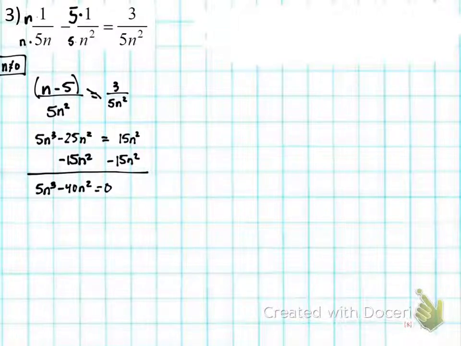Okay, turn to your neighbor. Tell them what you could factor out of this binomial here. Okay, what can I factor out, everyone? Good, 5n squared. So we got 5n squared times n minus 8. So I want you to finish up my prompt for me now.